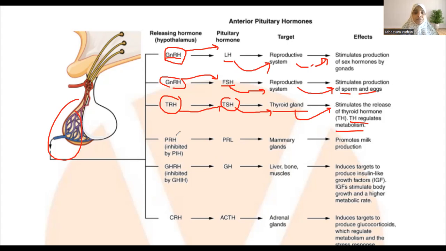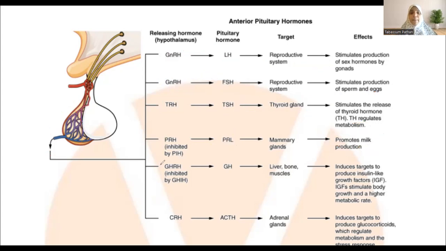Then you have the prolactin releasing hormone by the hypothalamus. It will go and trigger the pituitary to secrete the prolactin hormone. This will go and trigger the mammary glands to do what? To produce milk. So prolactin is majorly involved in the production of milk.